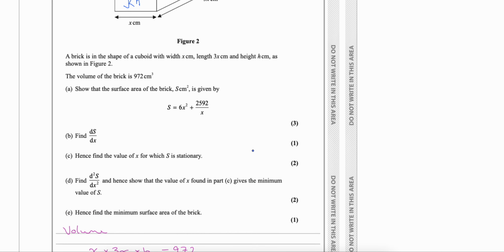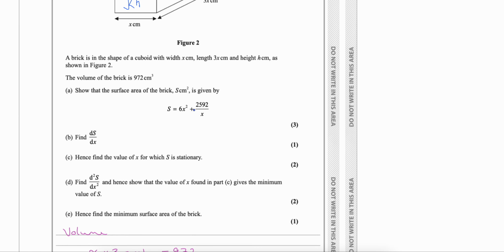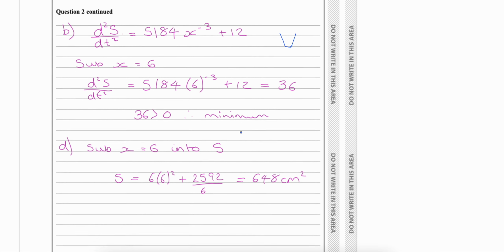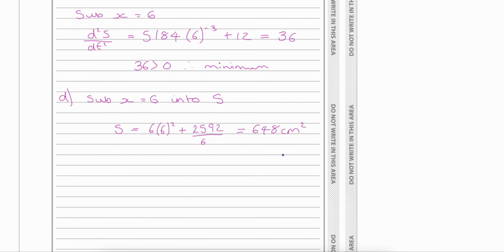To find the surface area at that point, well, we have a formula for the surface area, right? It's 6x squared plus 2592 over x. We know that x is 6. Substitute it in, and you get 648. Easy peasy.